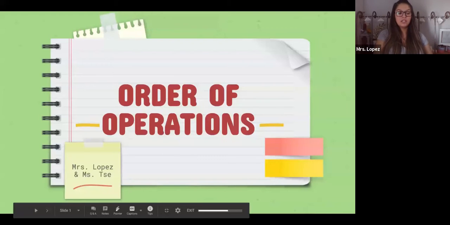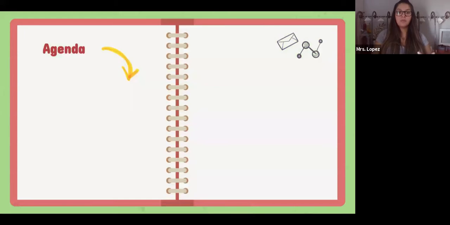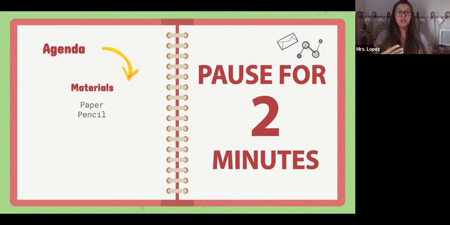Okay, so today we're going to learn about the order of operations. First on our agenda today, I want you to grab your materials. I want you to get a paper and pencil. So pause the video now so you can grab your writing utensil and whatever paper you need.